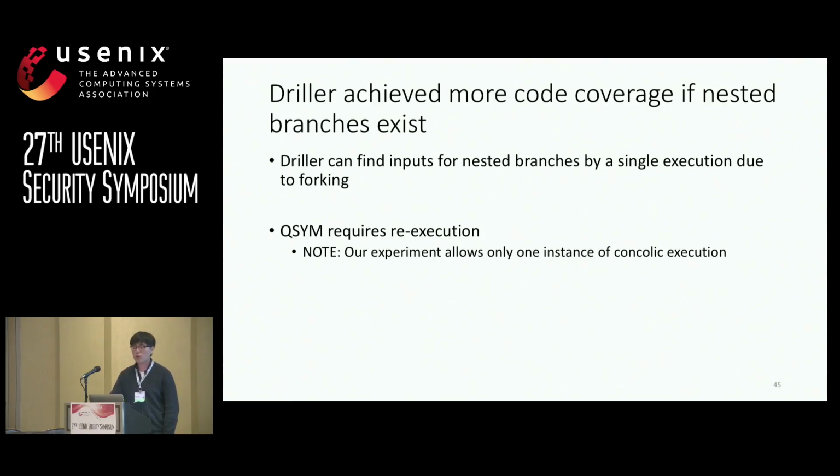But Driller can achieve more code coverage if there is a nested branch. Driller can find inputs that pass the nested branch in a single execution due to forking. So if there is a nested branch, QSYM only flips one branch, but Driller can follow the branch and generate test cases to pass this nested branch. To do that, QSYM requires re-execution, but we want to note that our experiment allows only one instance of concolic execution. So we believe that QSYM can reach this state by doing the re-execution.